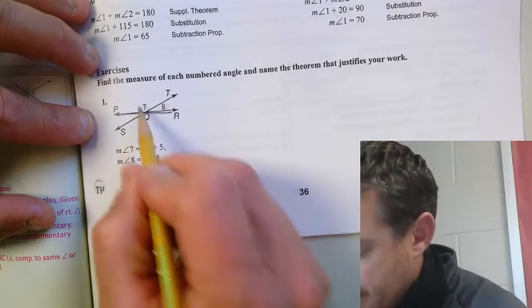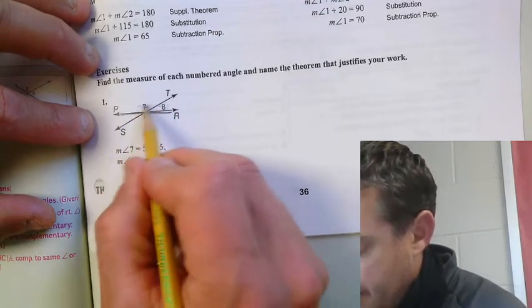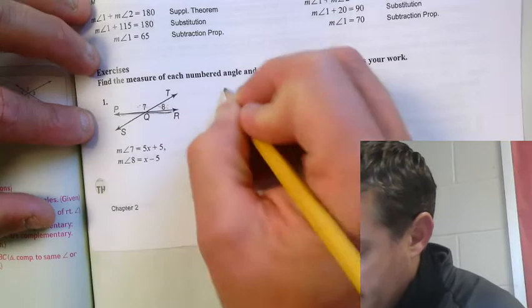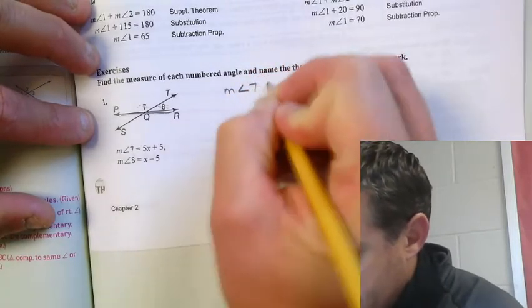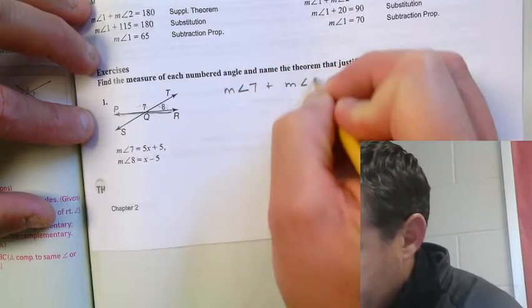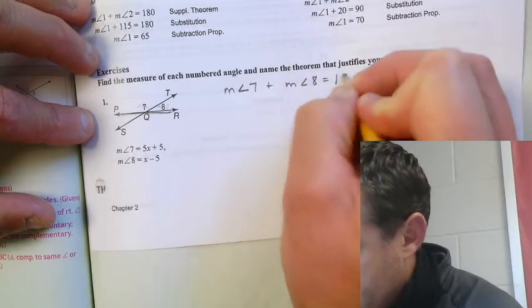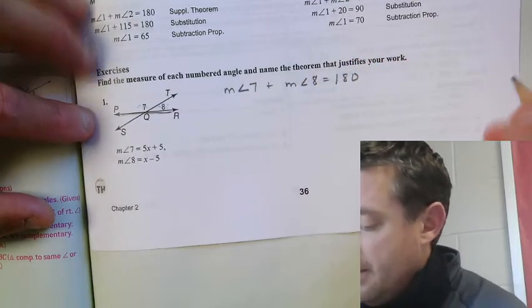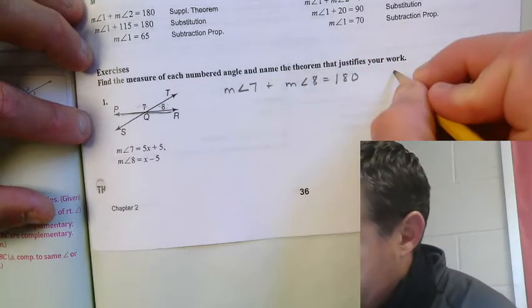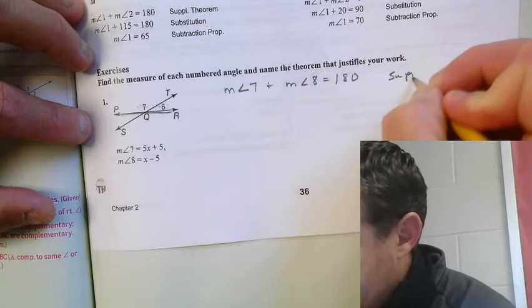So the next thing I'm thinking is, hey, this is a straight line. Well, that makes these a linear pair. And if they're a linear pair, then what do I know about them? That their sum has to be equal to 180. Okay? So I'm going to go ahead and put down that this was the supplements theorem.